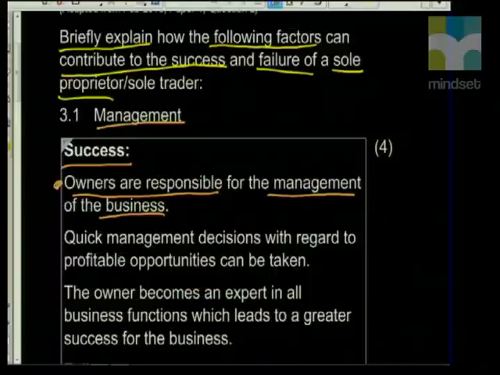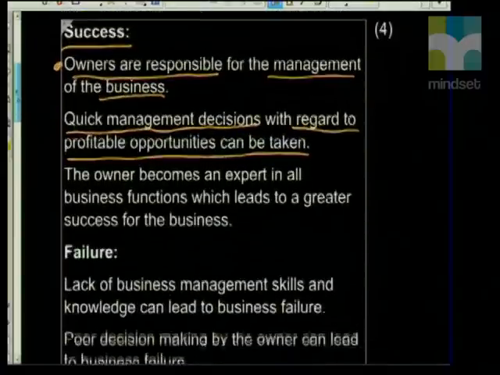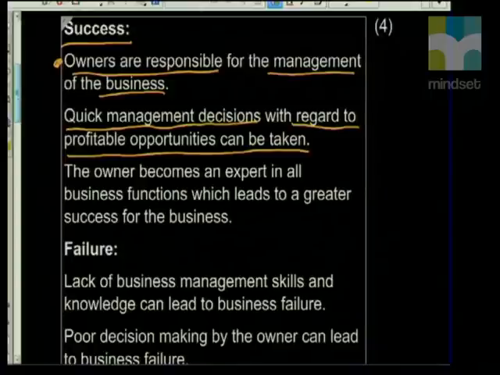The next success part would be quick management decisions with regard to profitable opportunities can be taken. So the success through being the manager would be you can make quick business decisions. So if an opportunity arises, you don't have to discuss it with several other people. You can go yes or no and go forward with it. So this would definitely help in the advantage that you're not wasting time for possible good opportunities.